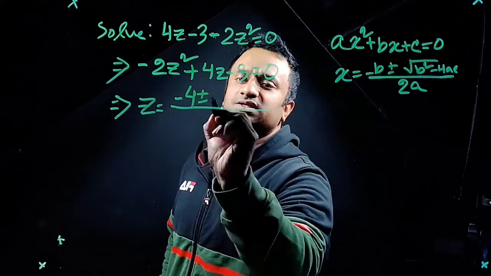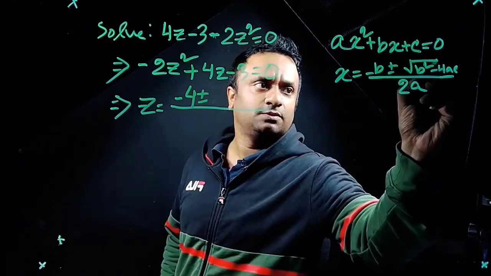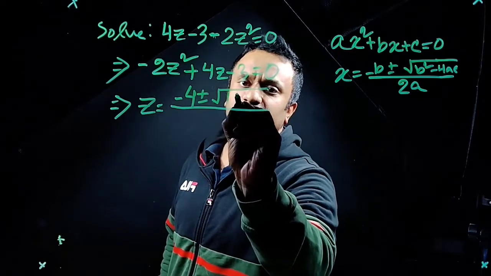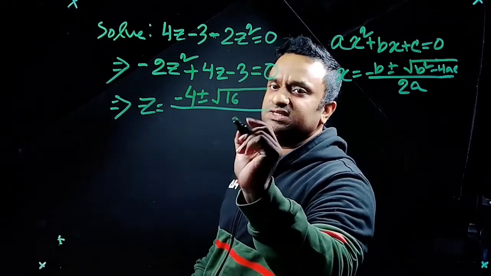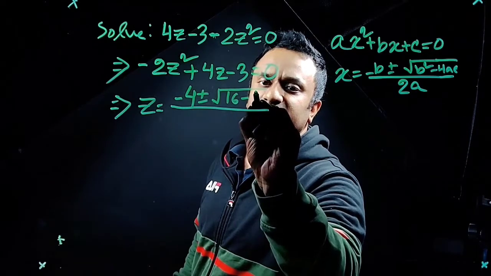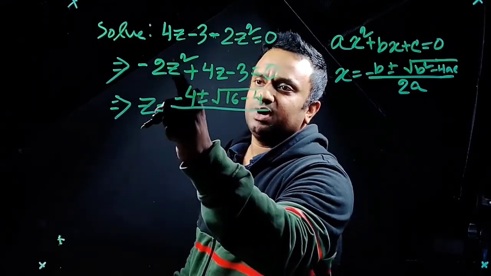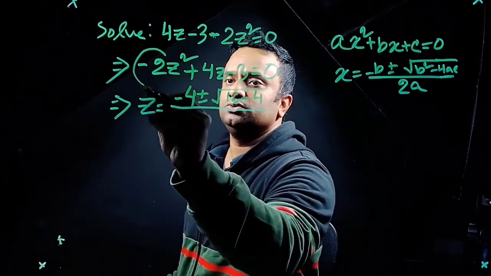Okay, then plus minus root over b square minus 4ac. So my b is 4, so I write 4 squared, that is 16, then minus, then 4, then a. What is my a here? My a is minus 2.